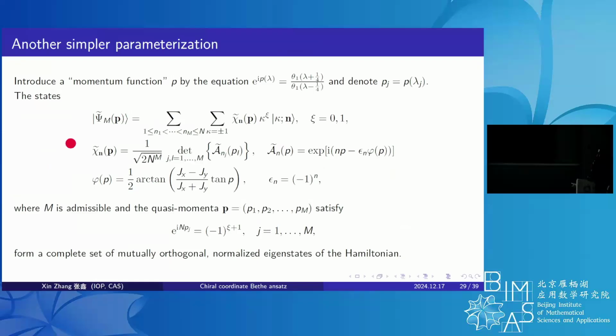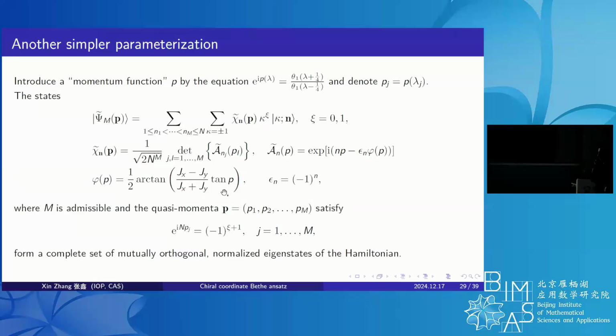First we just introduce a momentum function. e to the power of i p is theta 1 of lambda plus 1/4 over theta 1 of lambda minus 1/4, and we just denote p_g as p over lambda g. Then we can rewrite the Bethe state using this causal momentum. The state is the same, but in this wave function we also have this determinant, whose matrix elements are all parameterized by this causal momentum p and this phi, and this phi of p depends on Gx, Gy, and also p.